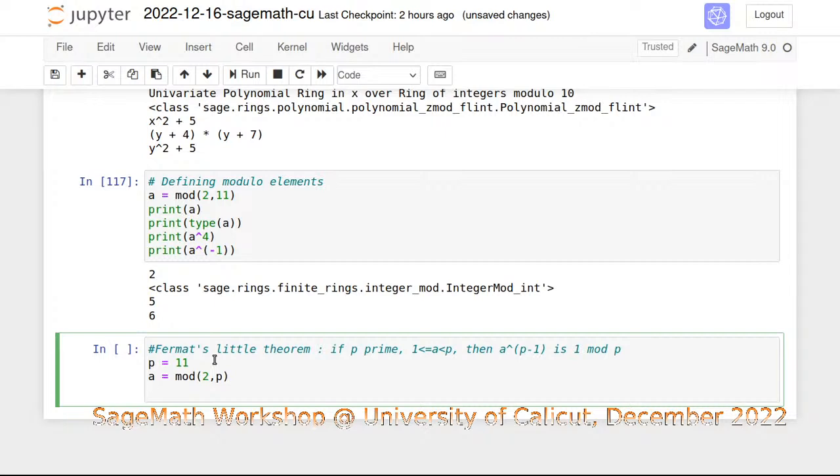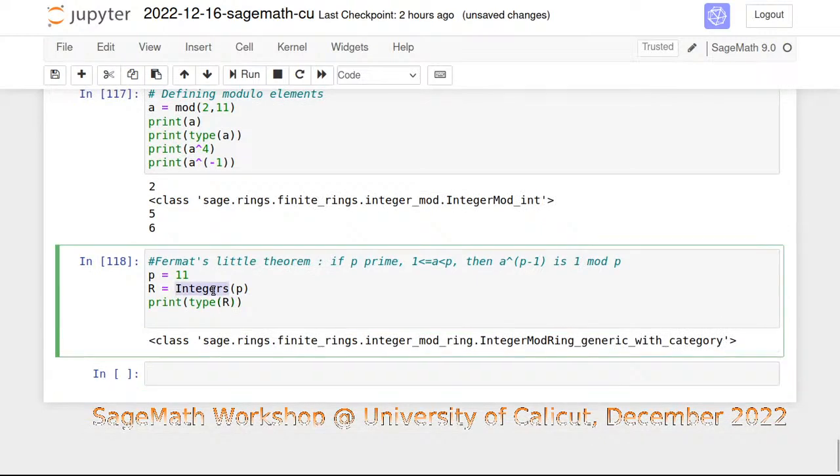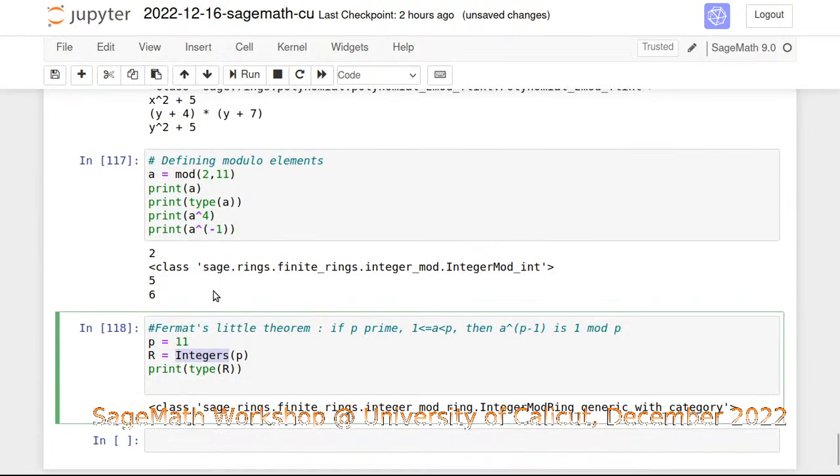So instead of that, let us take R to be the ring of integers mod P. So this is essentially the same as just Z. Previously we had an integer mod ring. This is essentially the same as that. Type of R, again integer mod ring. The same command, integers P, integer mod ring P, all these things are the same.